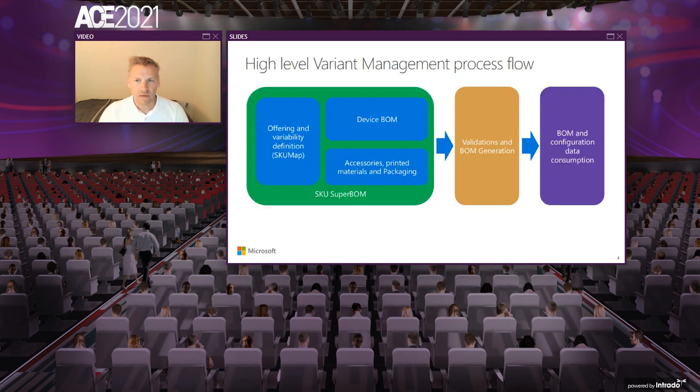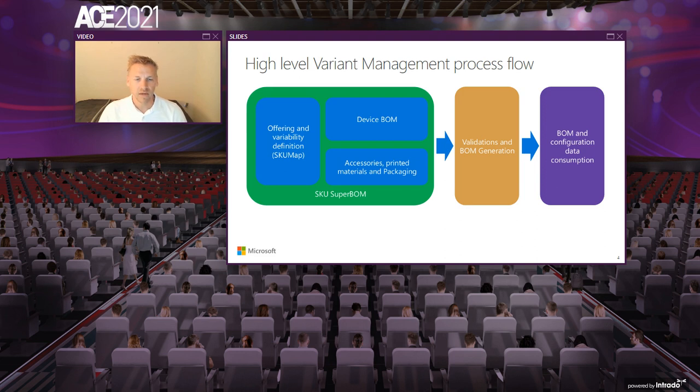So let's go through the high level. This is a 50,000-foot level process definition for how to leverage VM, and this is coming from our devices organization. So the first step is obviously to capture the variability and capture the various aspects of the product.